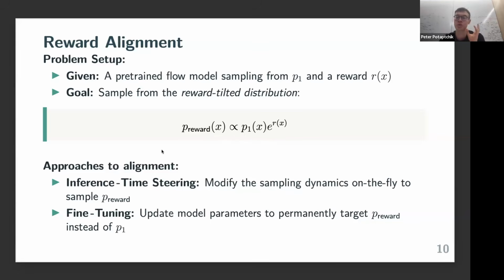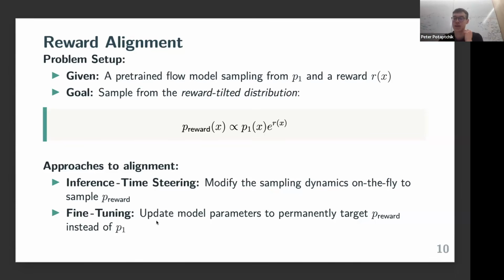There are two paradigms for alignment that you could consider. One is to do this at inference time. This means we keep our drift B fixed, our flow matching model fixed, and instead just try to modify the sampling dynamics so that you target this new distribution P reward. Importantly, this is often really expensive. You either have to do lots of trajectory rollouts, or you need huge particle ensembles if you're trying to do SMC. The other approach is fine-tuning.